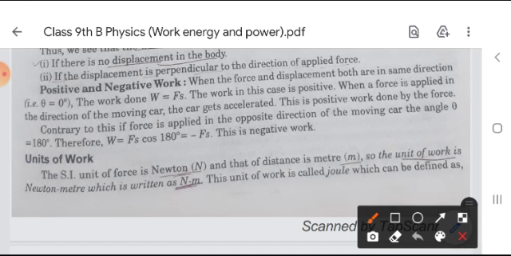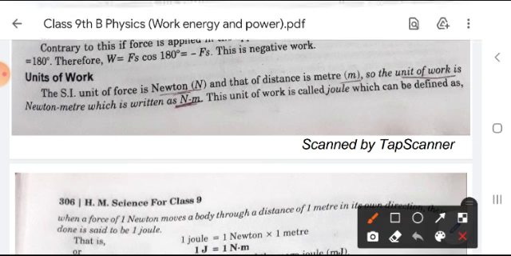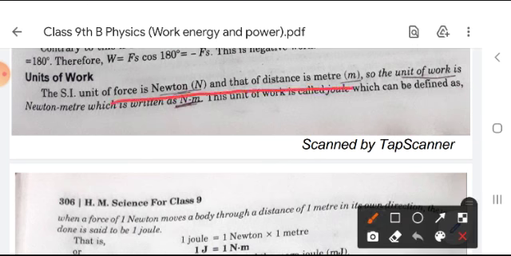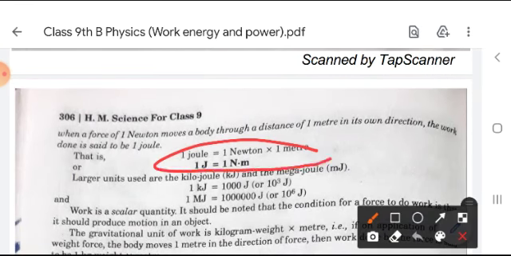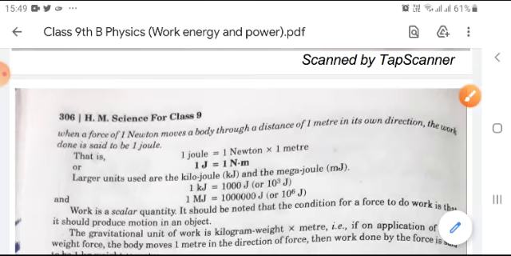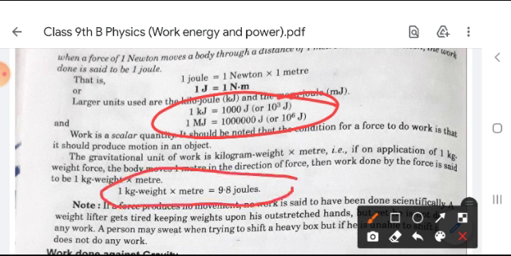Now moving forward, units of work I have already explained earlier. The SI unit of work is Newton meter, or we can say joule, which is given in this picture. 1 joule is equal to 1 Newton meter. Other units which are given here are larger units: 1 kilojoule, that is 1000 joule, and 1 megajoule, that is 10 to the power 6 joule. One more interesting thing, 1 kilogram weight into meter can also be converted to 9.8 joules. This is sometimes used in numerical purposes.